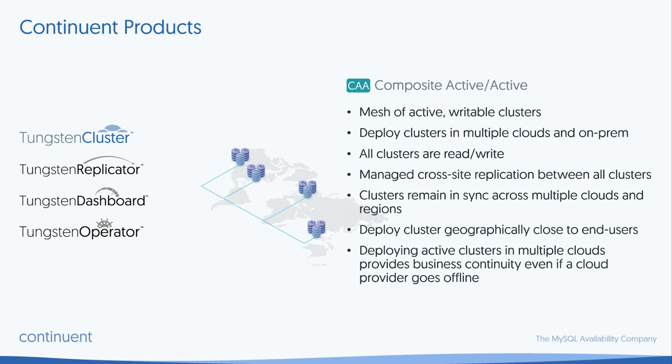This is a more complex topology. Again, you would deploy 2 or more clusters, and again each cluster containing a minimum of 3 nodes. However, in this topology, all clusters are active. Clusters can be deployed across other sites, enabling geographic distribution, and like the active-passive topology, you can deploy across multiple clouds. Tungsten Replicator keeps all the nodes in the clusters in sync, with bidirectional replication between the clusters themselves.